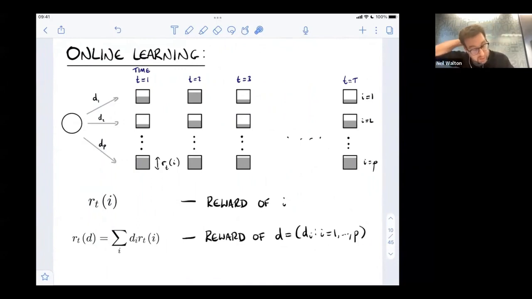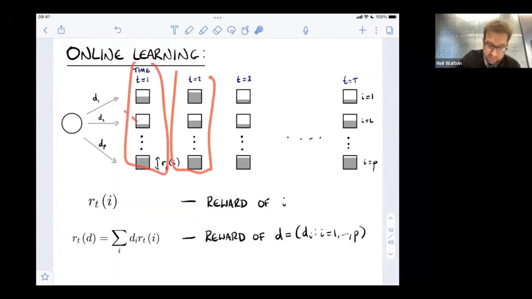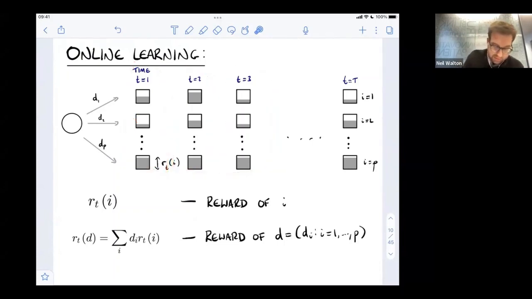Why is this useful in online learning? In online learning, we have the setting where we make a sequence of decisions at each time point. Let D be the distributions of the decisions, decision 1, 2 up to decision P, and let R_i(t) be the reward from the ith decision. The reward that I get from decision D at time t is just the average of the rewards at that time. Now we can imagine that we make decisions at each time and sum up the rewards that we receive over some time interval with capital T.